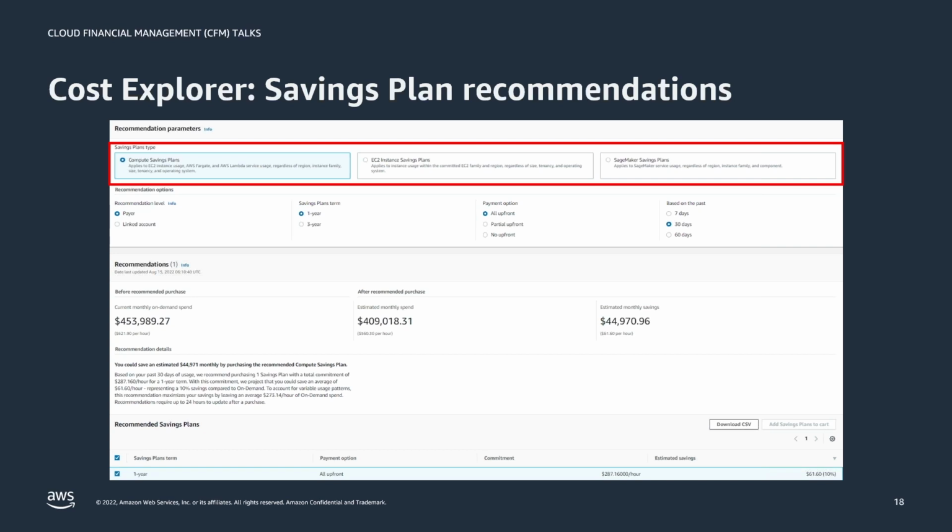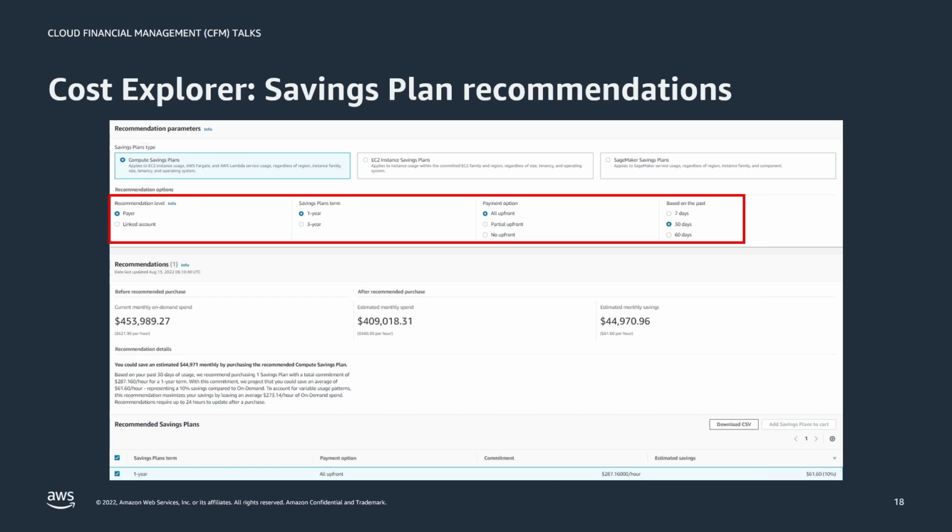Actually, compute and EC2 instance are going to cover more of your compute, with compute being much more flexible than EC2 instance, and then SageMaker as well. Moving down, we have really what I like to call almost toggles, right? Where do you want the recommendation? Do you want it at the payer or linked account level? This toggle will actually only appear if you're logged in at the payer account level. Naturally, if you're at the linked account, you're only going to get a linked account recommendation.